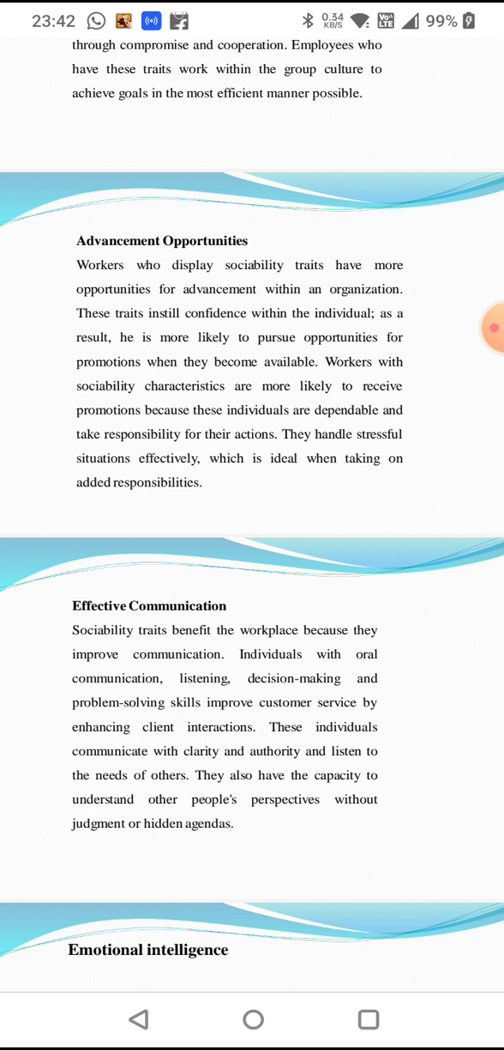Next is effective communication. So, what happens in effective communication? Sociability traits benefit the workplace because they improve communication. Individuals with oral communication, listening, decision making, and problem solving skills improve customer service by enhancing client interactions. These individuals communicate with clarity and authority and listen to the needs of others. They also have the capacity to understand other people's perspectives without judgment or hidden agendas.